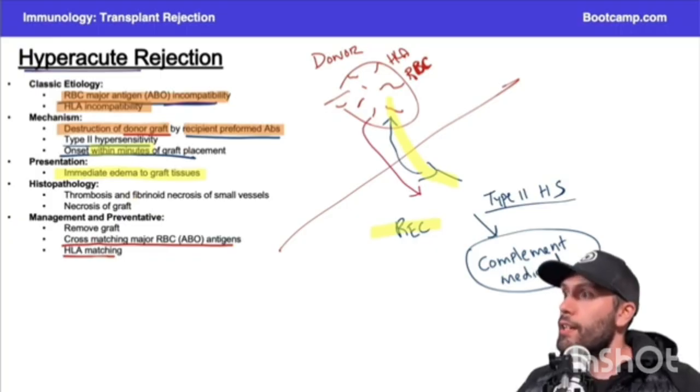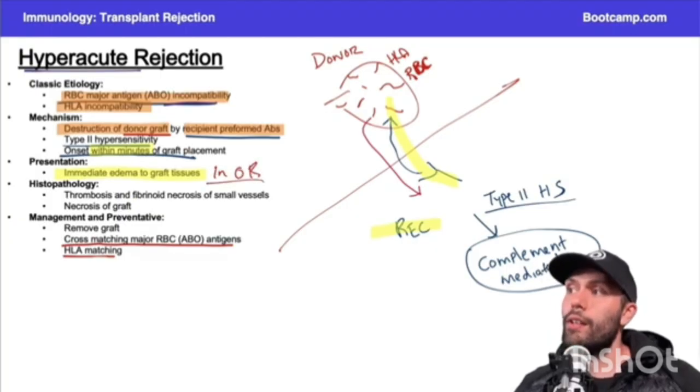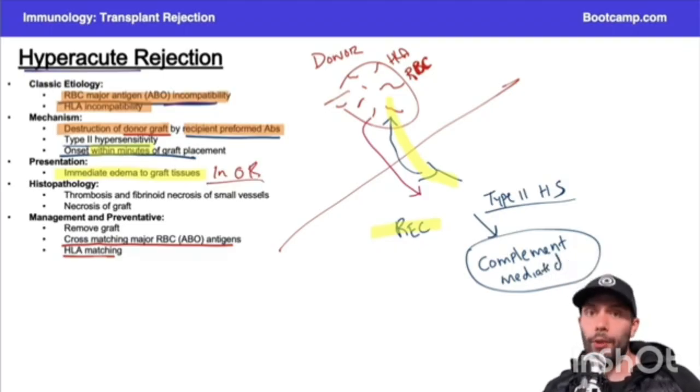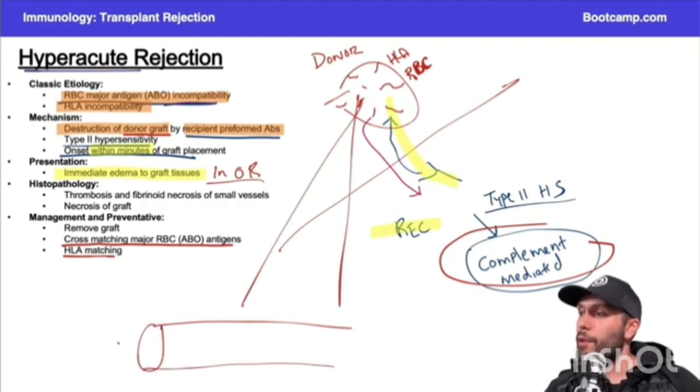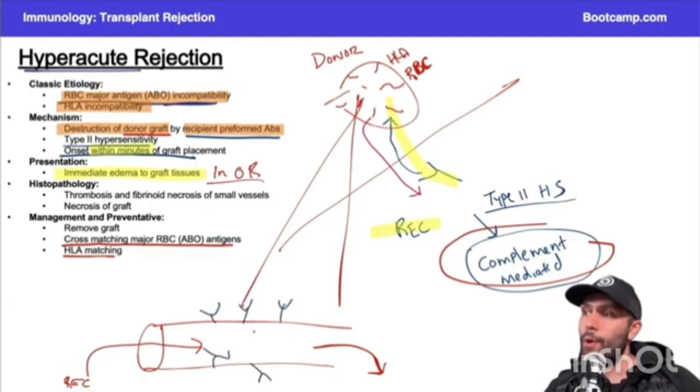Okay, here, let's write that down. It's going to happen in the OR. So this is going to be classically presenting as they literally put that organ in the patient, it's immediately being rejected. And not only is it being rejected, this complement-mediated destruction, if I zoom into this kidney and I look at a blood vessel going through this kidney, and I establish perfusion, this is all the recipient's blood now going through this blood vessel to supply this kidney. The antibodies here are immediately going to start to bind and recognize this HLA mismatch all around this kidney tissue.